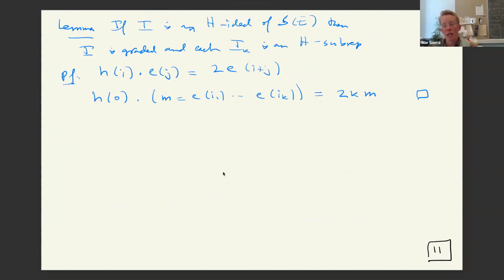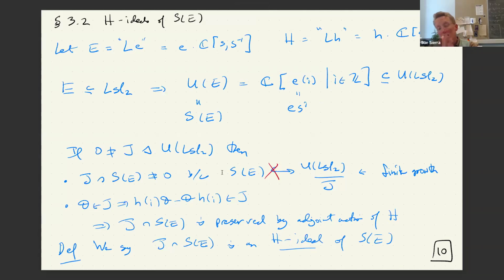So let's look just at H ideals. So this suggests, if you want to understand two-sided ideals of the enveloping algebra of the loop algebra, well, a good start is to start by trying to understand H ideals of S(E).